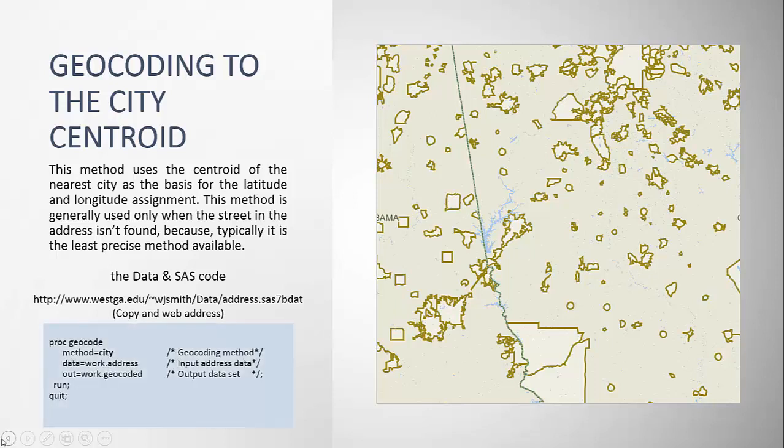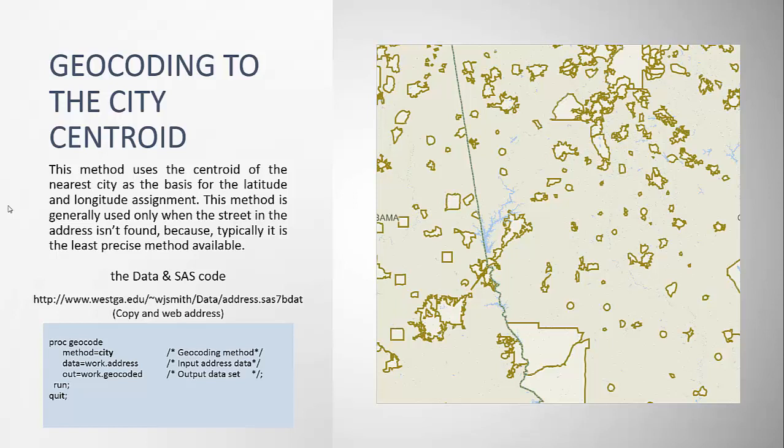The link below will allow you to download a data set, and the SAS code is given below. Proc Geocode can be given as one line of code. I've separated it into different lines so you can see what each piece does. As I said, this method uses the centroid of the nearest city as the basis for the latitude and longitude assignment. Geocoding to the city centroid is not very precise.